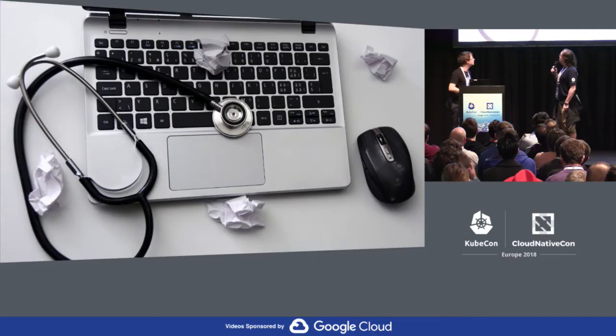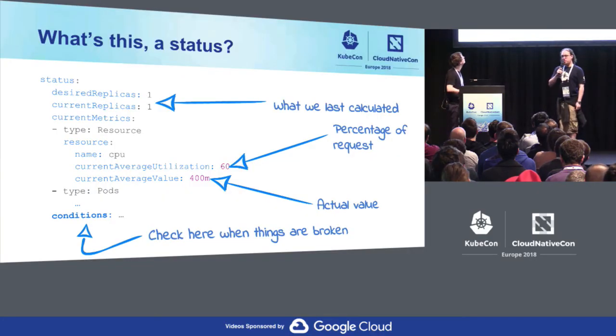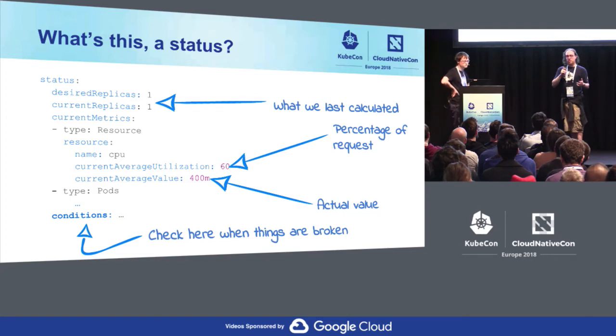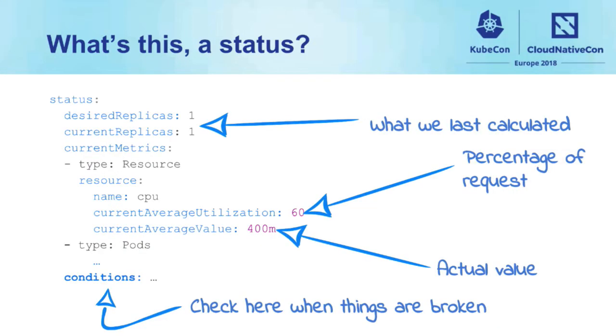If you're familiar with Kubernetes objects and the underlying structure of them, you'll know that when you want to see what the current state of an object is, you look at the status. Just like when you want to specify what the state should be, you look at the spec. So let's take a look at the status for a horizontal pod autoscaler object. We have pretty much what you'd expect here. We have our desired and current replica count from the last time we calculated them.